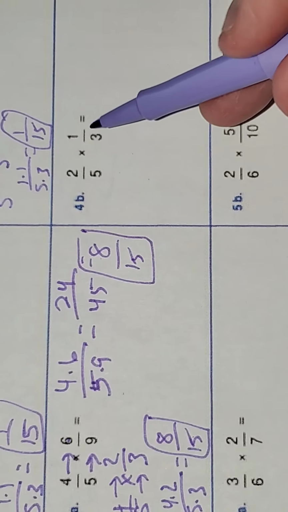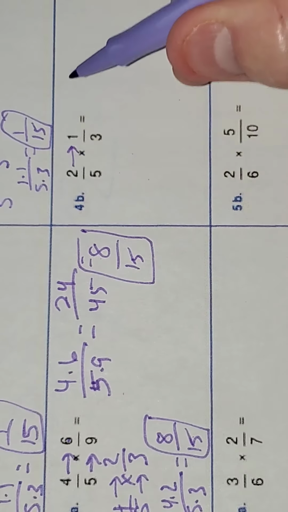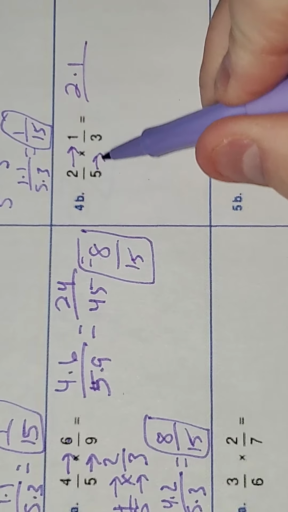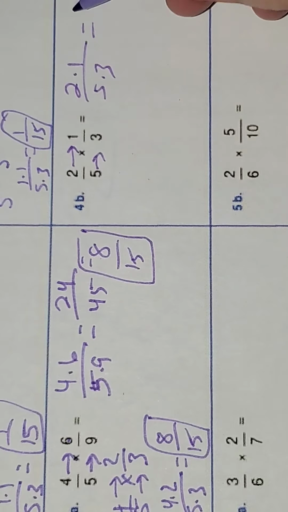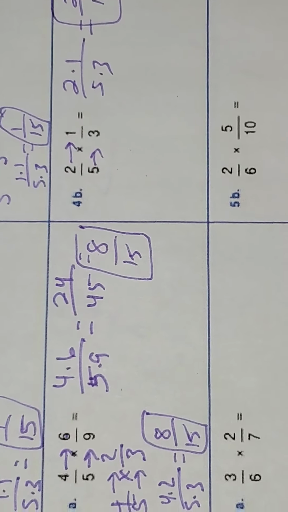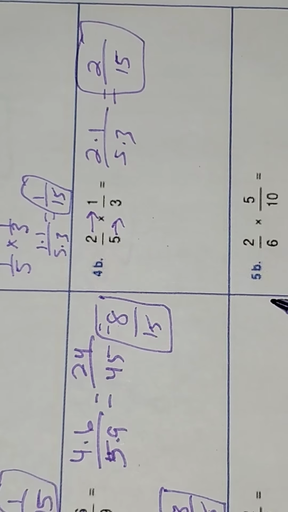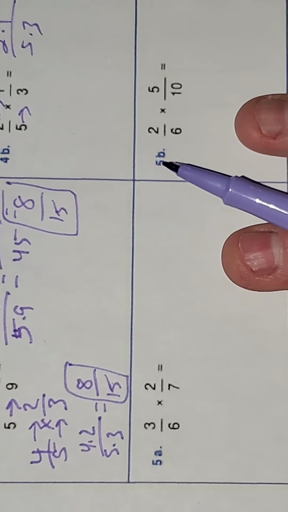Here, nothing reduces, top and bottom, pretty much straight across. 2 times 1 over 5 times 3. 2 times 1 is 2. 5 times 3 is 15. 2/15 does not reduce. That would be your final answer.